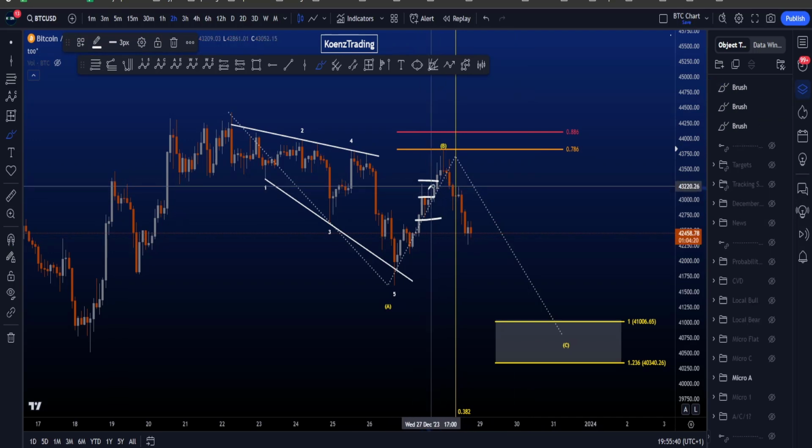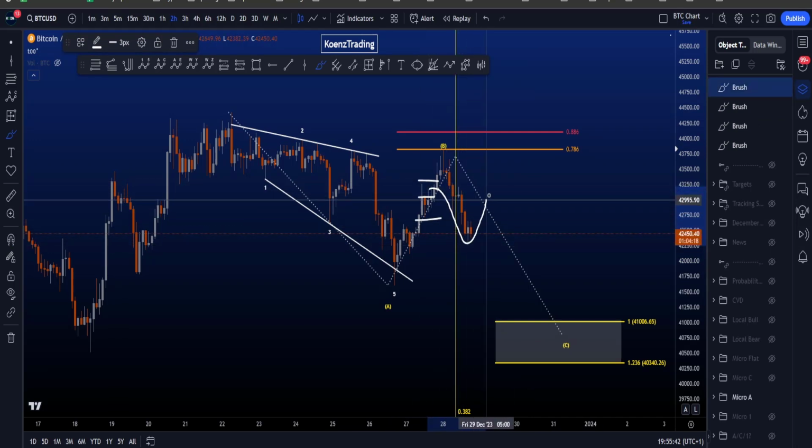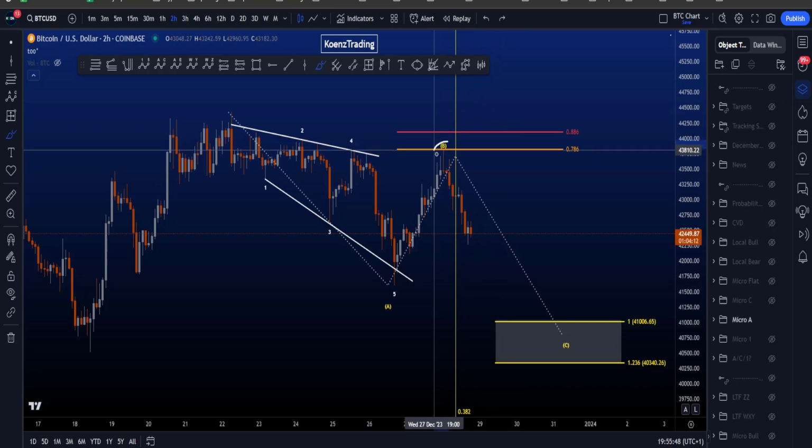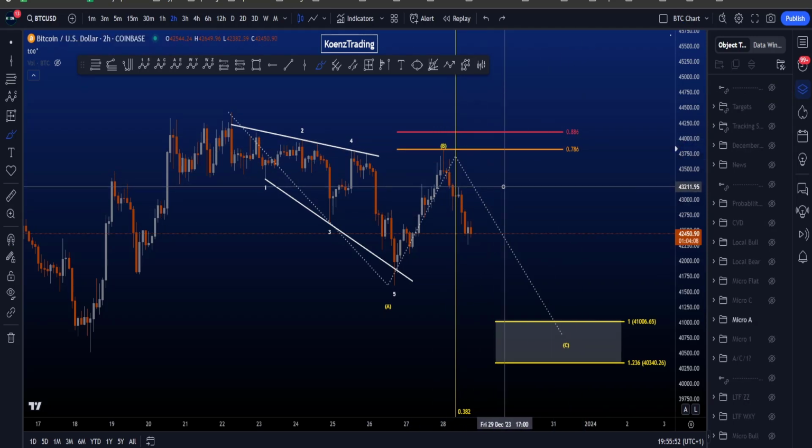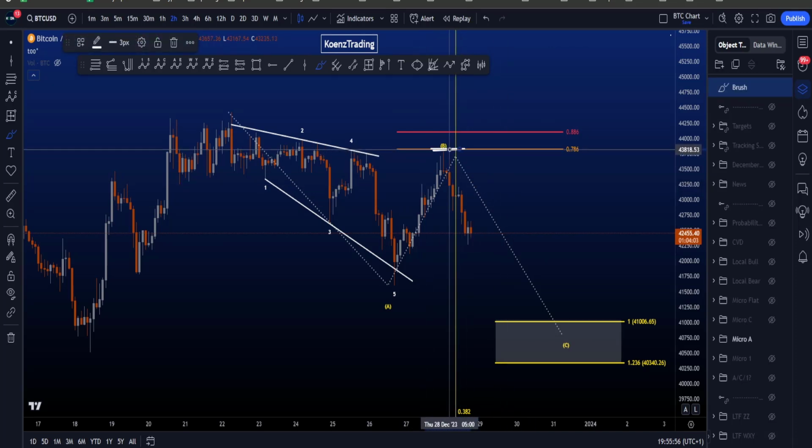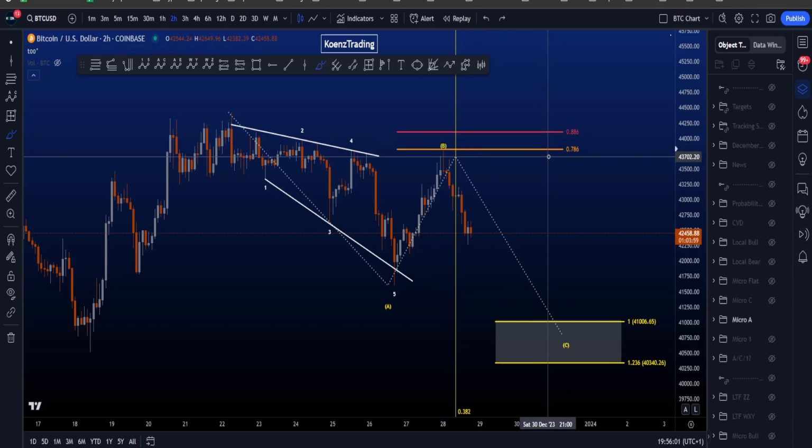Preferably, the first corrective structure of a bigger 3-wave structure ends at the 0.382, 0.5, or maybe the golden pocket. Then we see a retracement to the downside before another move up to touch the 786 or maybe even an 886, right? But the first structure reaching the 786 lowers the probabilities for another move going above this wave B high and still being a wave B for another C towards the downside.